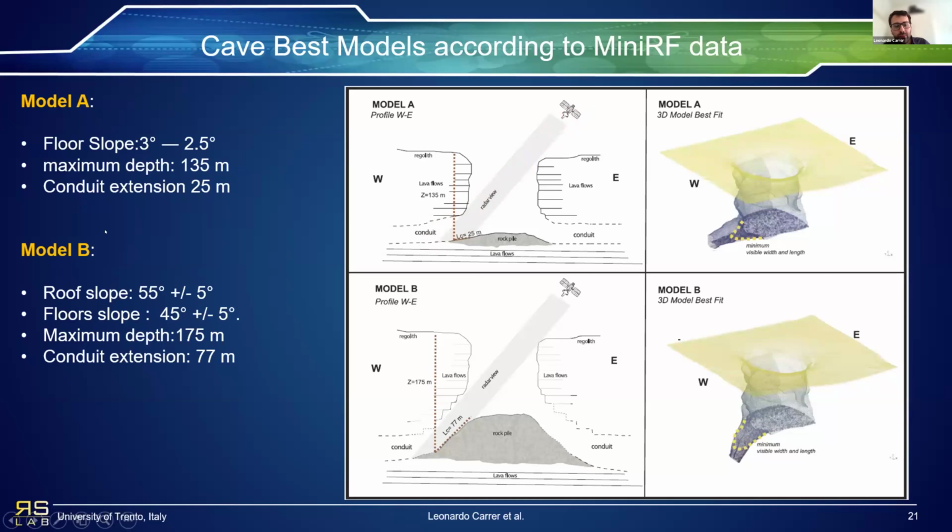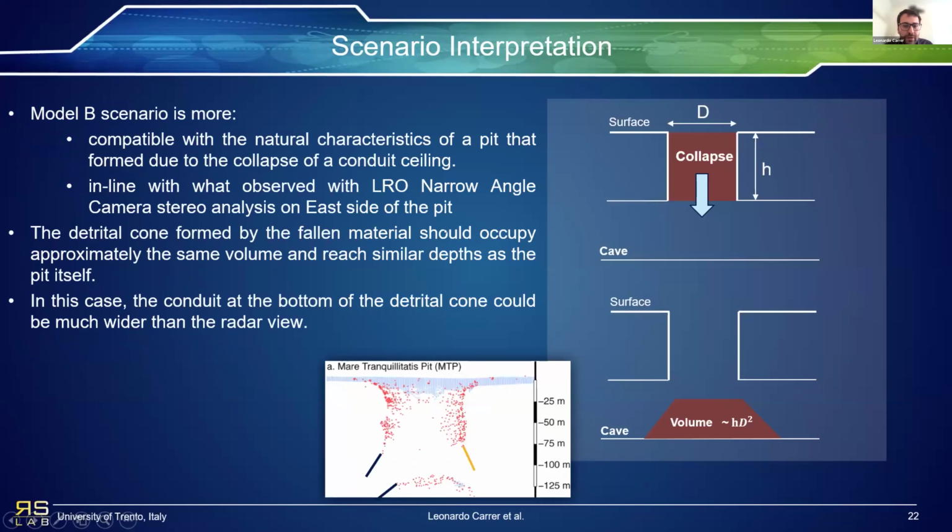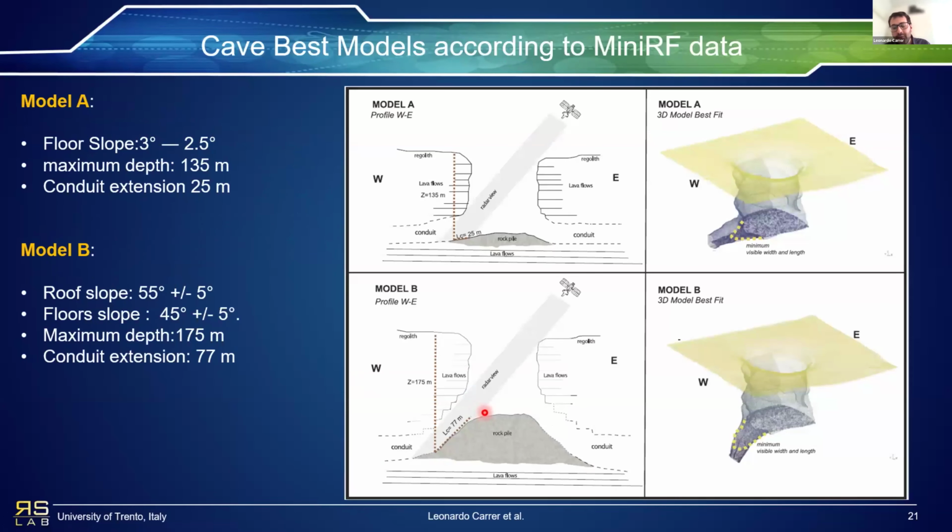And then we had the second best model, which we call Model B, which is much more inclined than Model A. It has a roof and floor slope of about 50 degrees, and maximum depth is about 175 meters, with a conduit extension of at least 77 meters. So from the radar data, from pure geometric observation, we have these two models. But in terms of geology, what could be the most likely model apart from the radar-derived geometry? What we believe is that the Model B scenario is more likely.